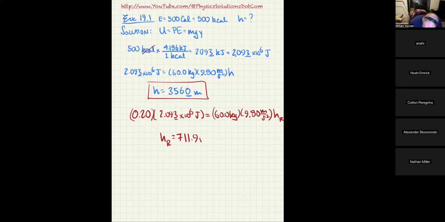711.9 meters. So that's a more realistic figure. And again, if we assume three sig figs, then we really only have about 712 meters is how high you'd have to climb to wear off that much energy, or to run off that much energy. Anybody have any questions on that?